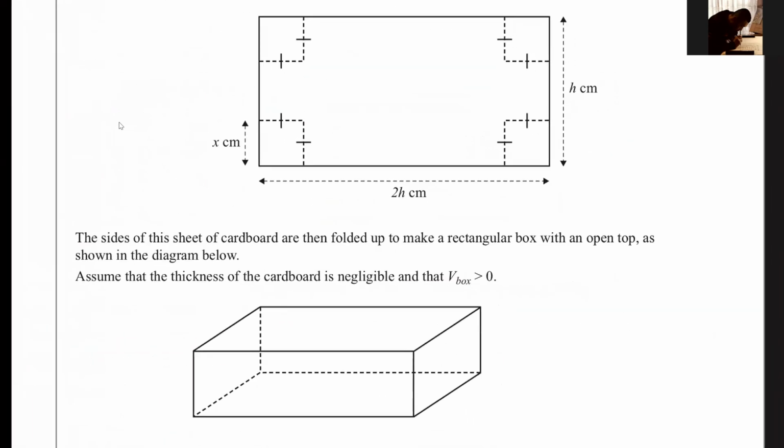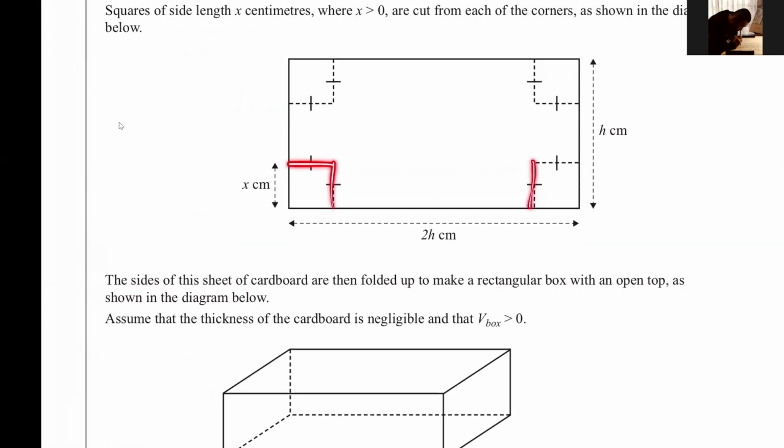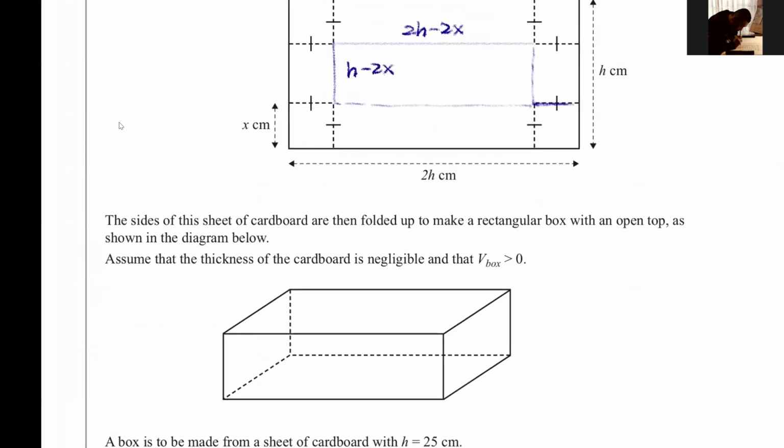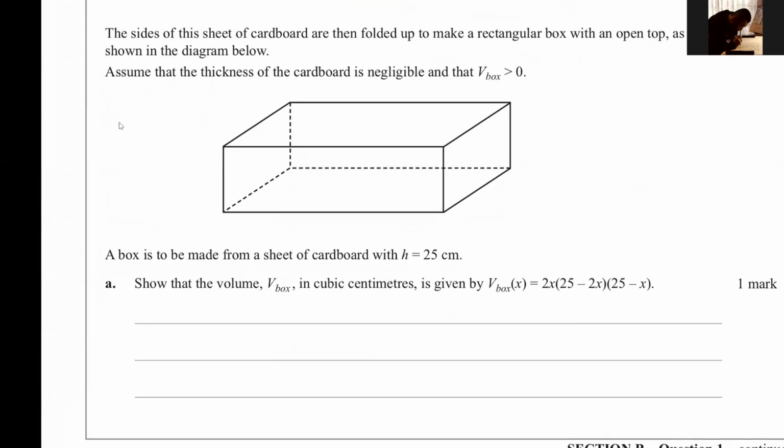The sides of this sheet of cardboard are then folded up because you cut the 4 corners. So what you can say is, this bit is h minus 2x because you cut the 2 corners. This bit will be 2h minus 2x. And eventually, the height, once you fold these 4 faces up, will be x. A box is to be made from a sheet of cardboard with h equals 25.